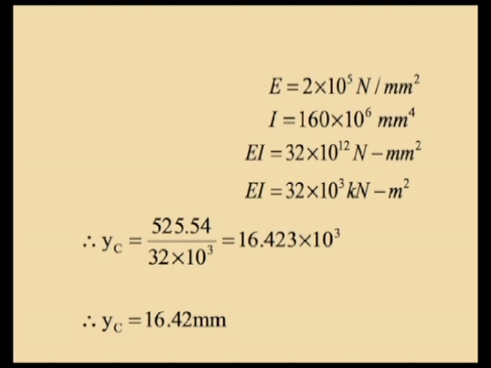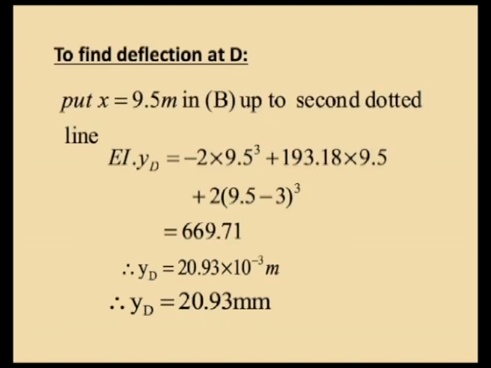So, we get 16.42 mm as the deflection at point C, and when you want deflection at D, I need to put x equal to 9.5 meters in the general equation for deflection up to the second dotted line. So, if we put, we will get y D as 20.93 mm. So, we have got deflection under the load points.